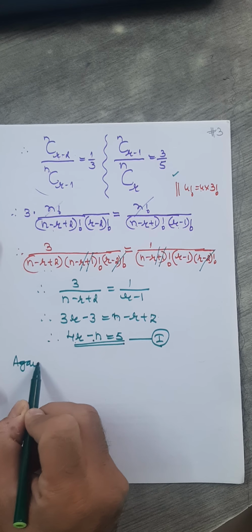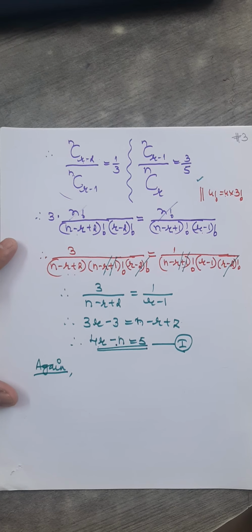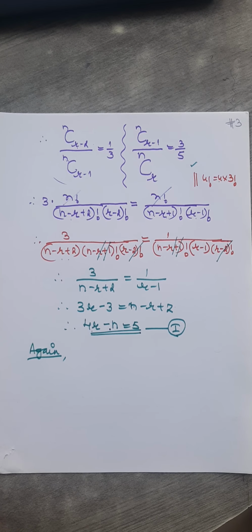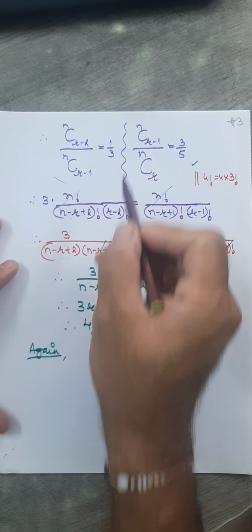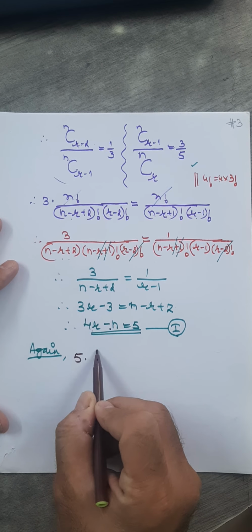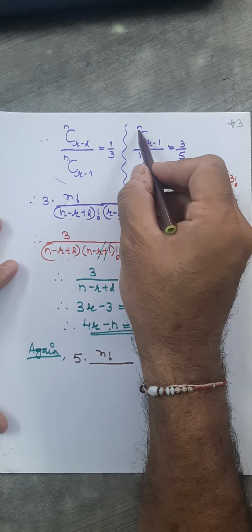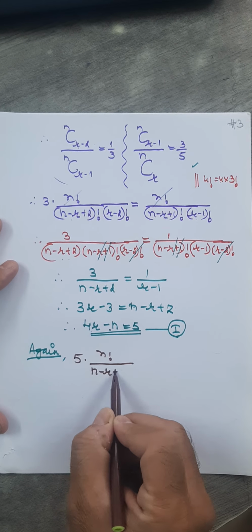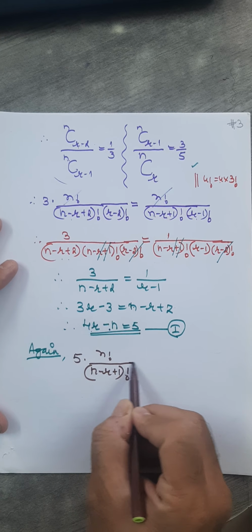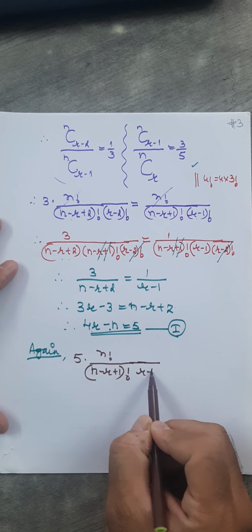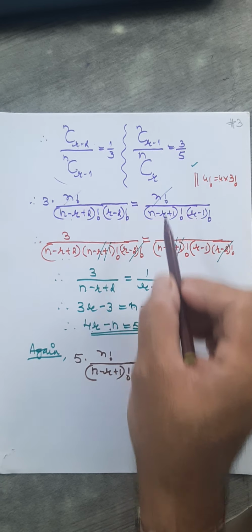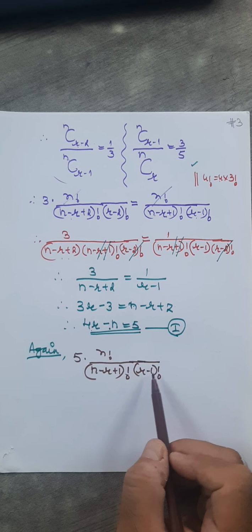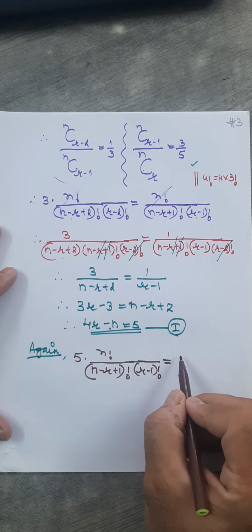Again we start with this now. So again, same procedure. We start with the other ratio. Okay. So which ratio? This one. So I'll do directly cross multiplication. 5 into this, 5 into n factorial upon this minus this, n minus r plus 1 factorial into r minus 1 factorial. You know the formula. 5 into this, n factorial upon n minus r plus 1 factorial into r minus 1 factorial. 3 is multiplied with this.